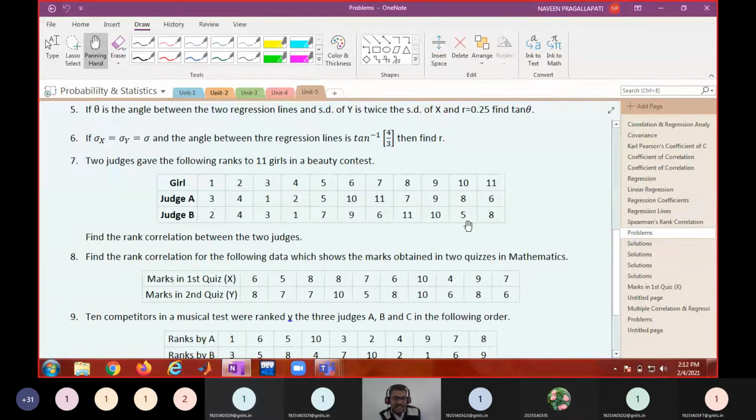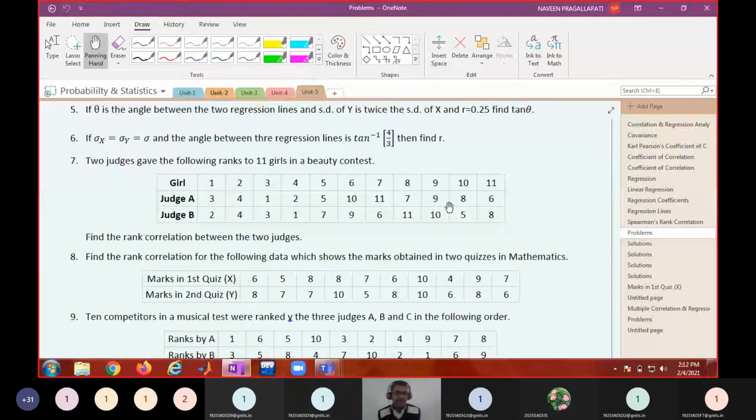I think that they are already in ranks. These are all already ranks, no need to change. In the earlier problem these were marks, so I assigned ranks, but here ranks are already given. In the question, the judges gave the following ranks. So ranks are given, and there is no need to give the ranks again. I think, right? Am I right or wrong?